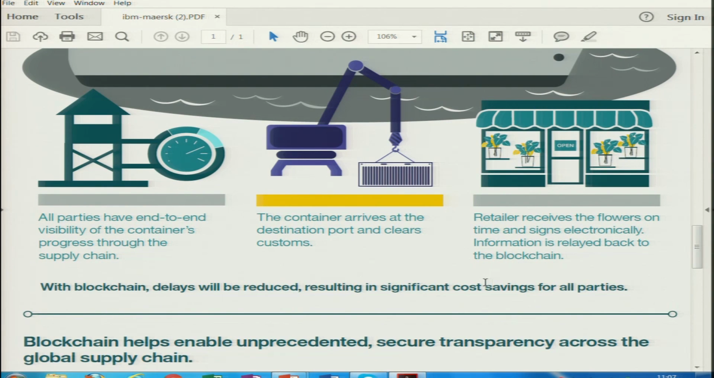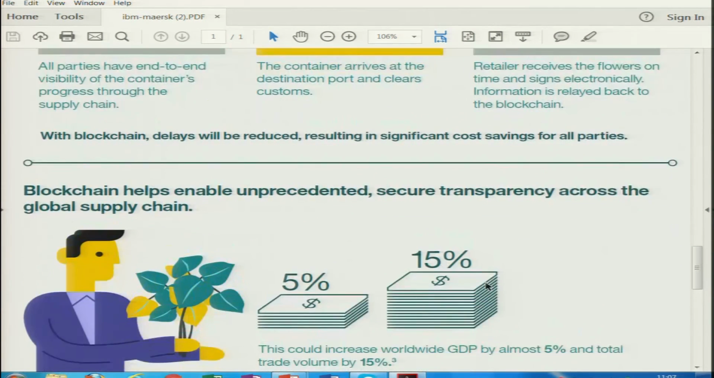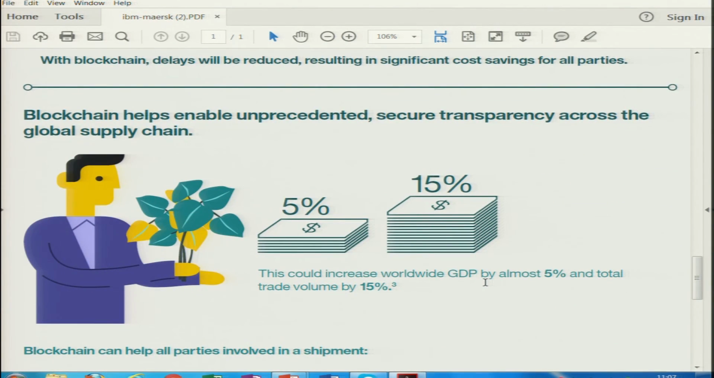They release their money faster, lesser cost of money, my inventory time is reduced, shipping time is optimized. So, reduced cost for all of us, most importantly to the customer. Blockchain helps enable unprecedented secure transparency across the global supply chain.